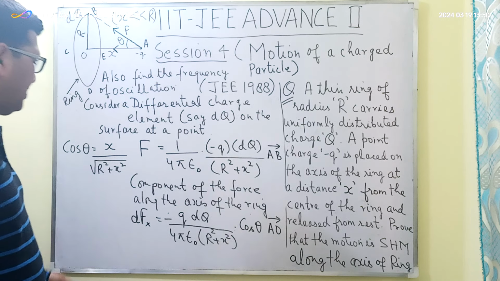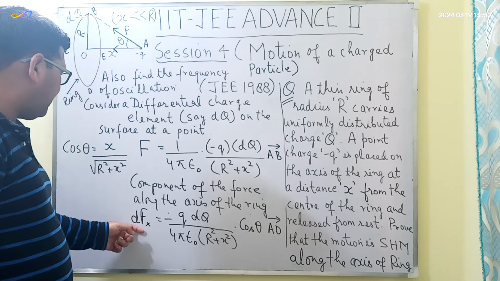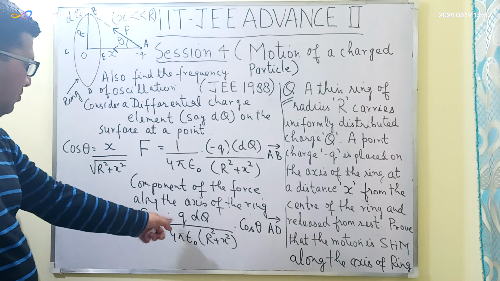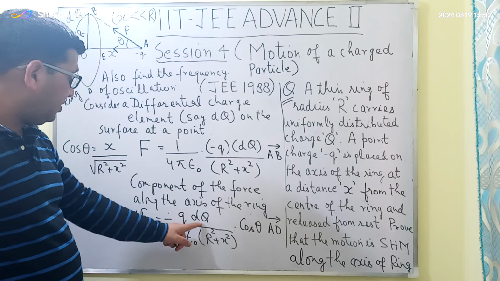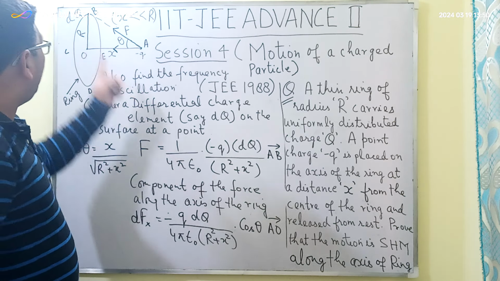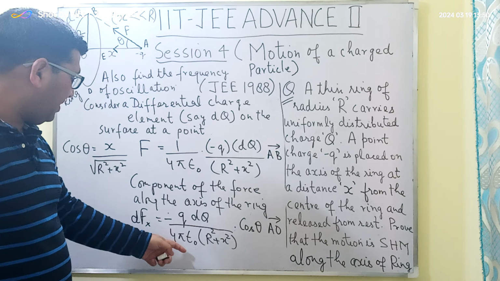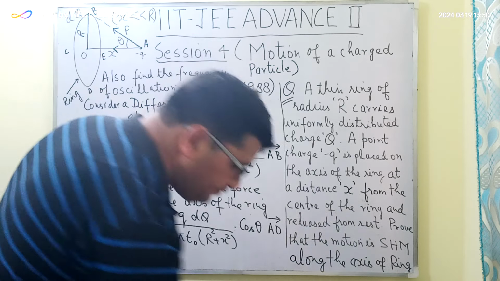That is, this electrostatic force will be directed towards the center of the ring. So the component of the force along the axis of the ring, which I have taken as dfx, is equal to minus q into dq, where dq is the differential charge element placed at this point B, divided by 4 pi epsilon naught in bracket r square plus x square into cos theta.